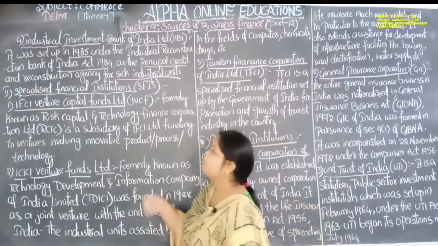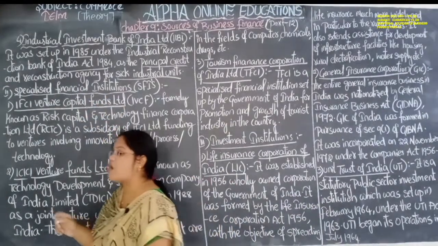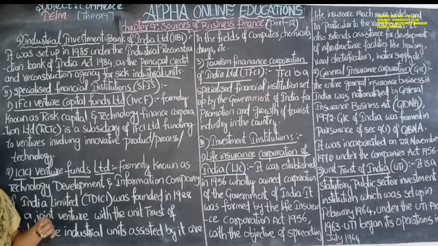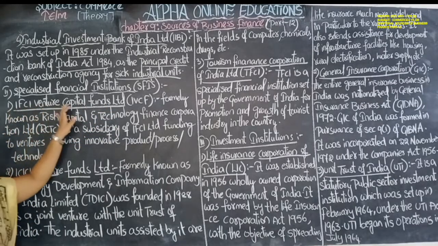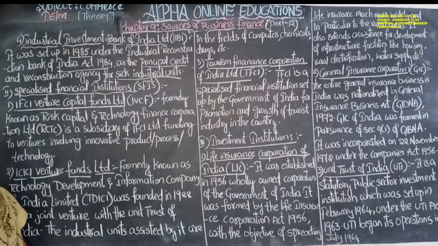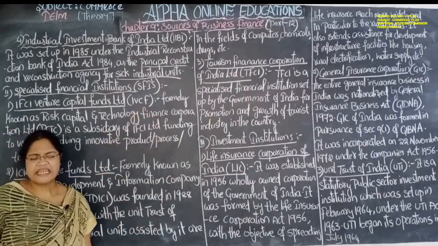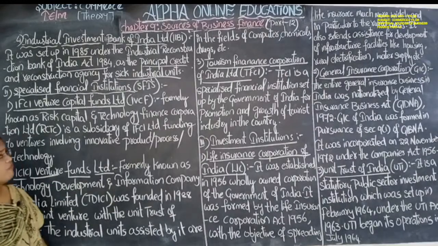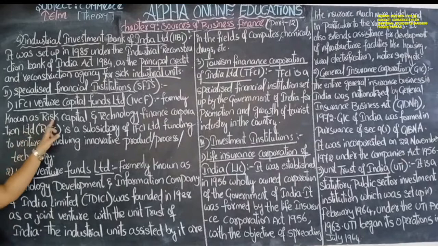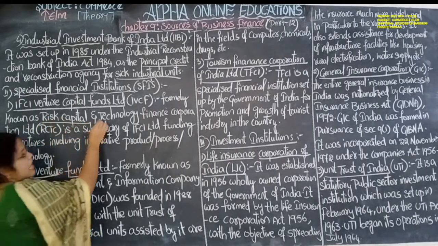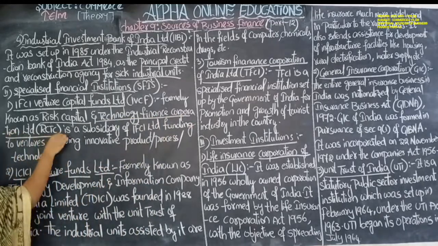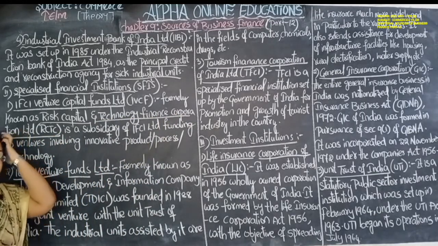Next one is specialized financial institutions. Some specialized financial institutions are there. Let us see what those are. IFCI Venture Capital Funds Limited. It is abbreviated as IVCF, formerly known as Risk Capital and Technology Finance Corporation Limited. Formerly means it is also known as Risk Capital and Technology Finance Corporation Limited.